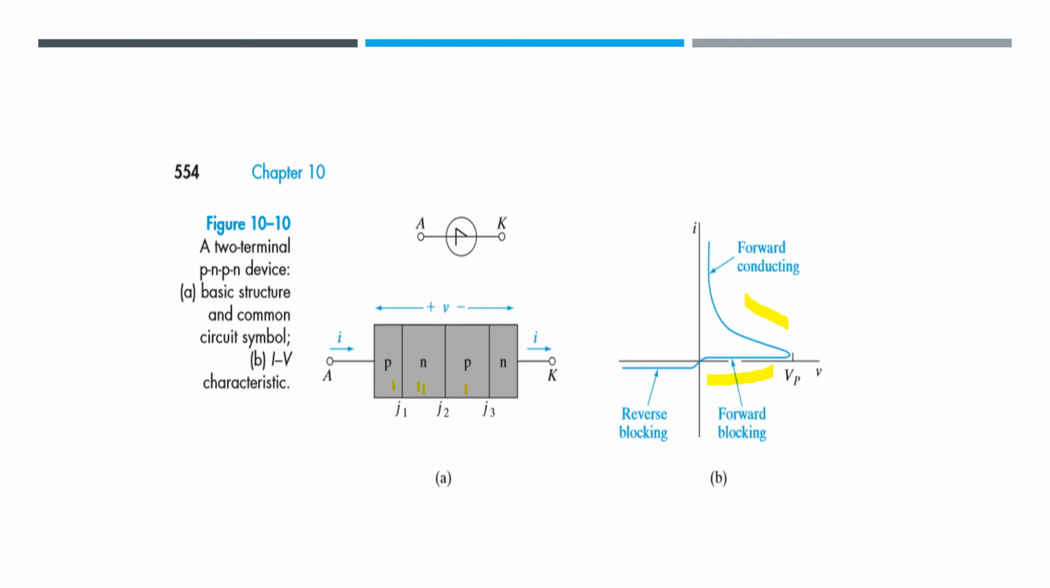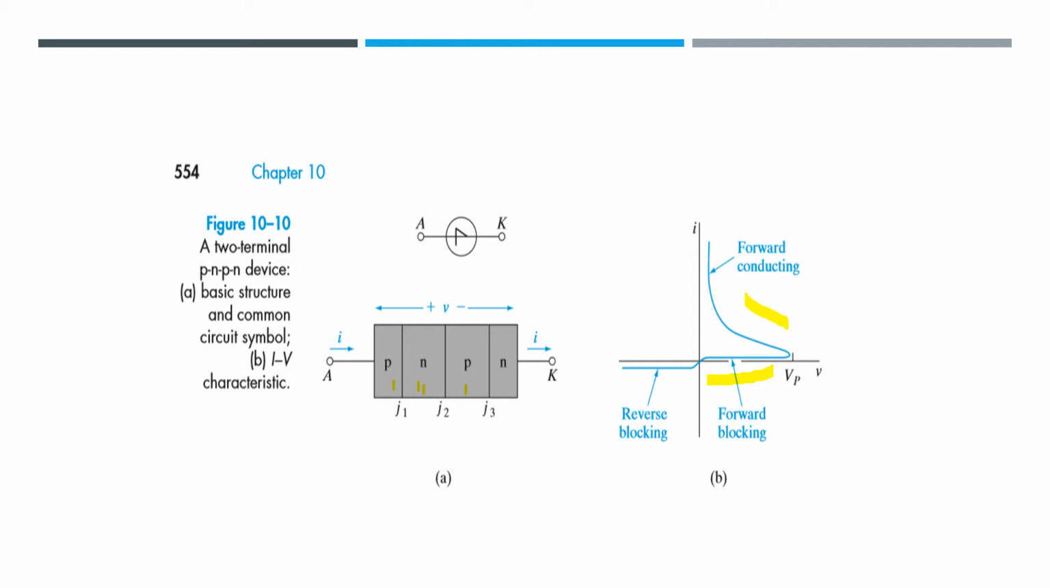Now, in order to understand what is going on here, we must know that the initial positive voltage V places J1 and J3 under forward bias, because J1 is connected to the anode, the positive terminal of the battery, and J3 is connected to the cathode, the negative terminal of the battery, and the center junction J2 is under reverse bias. Due to this reverse bias of junction J2 and forward bias of junctions J1 and J3, there is a small current flowing, so that's why we call it the forward blocking state.